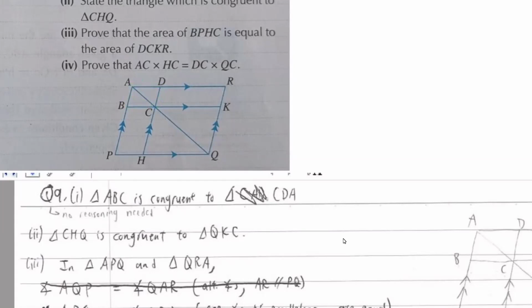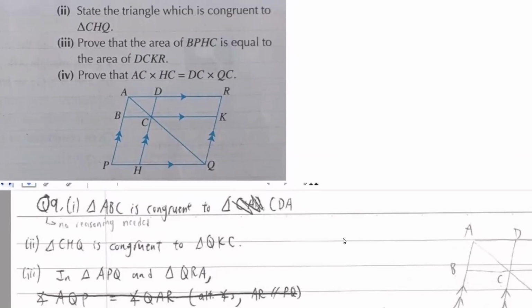Okay. Then the next one is: state the triangle that is congruent to CHQ. Similarly, it will be the one that is the mirror image. So CHQ will become QKC, going in the opposite direction, sort of like anti-clockwise.